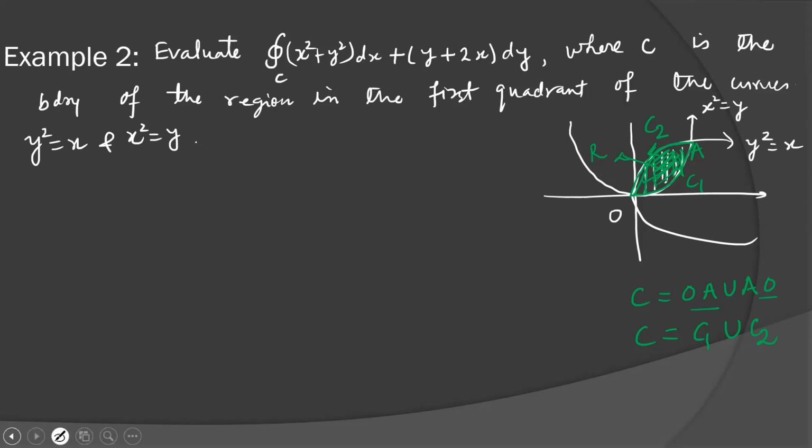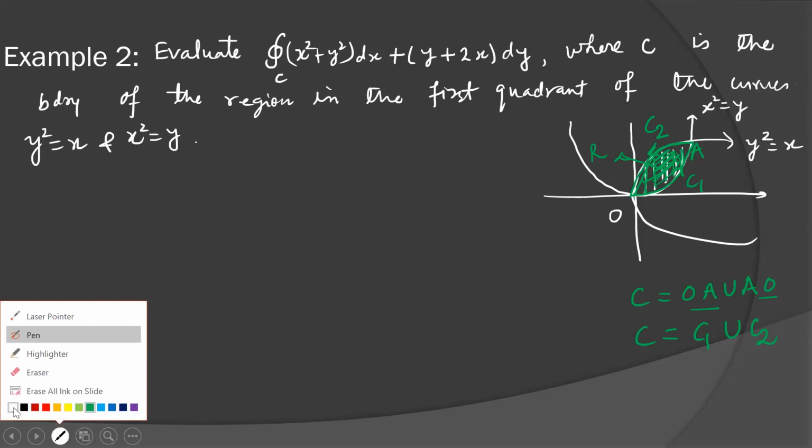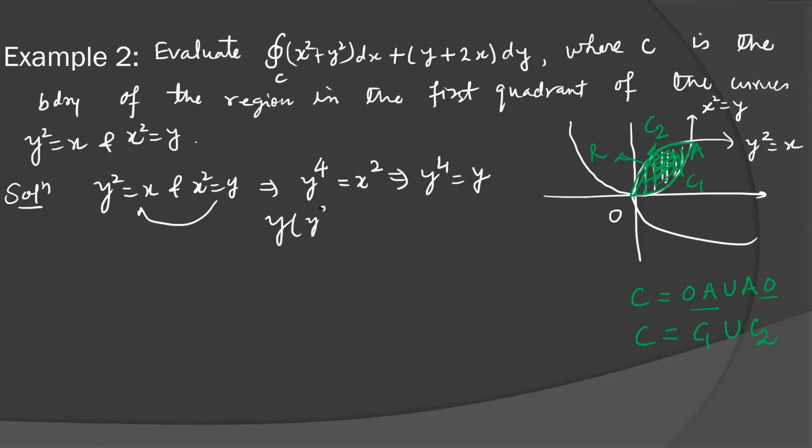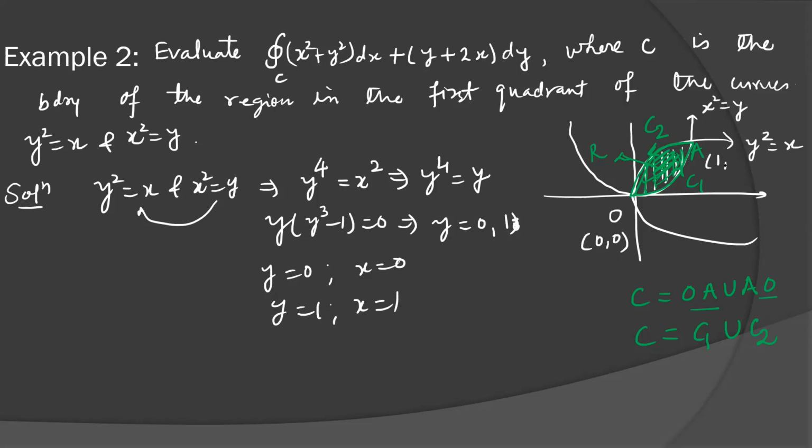So what are the coordinates of O and A? You can easily solve these two parabolas, y square equal to x and x square equal to y. If you put the value here, you can square both sides. y to the power 4 equal to x square, then x square is equal to y only. Then you take common, y cube minus 1 equal to 0. So you will get the real values of y as 0 and 1. When y is equal to 0, your x will be 0. When y is equal to 1, your x will be 1. So the coordinate of O is (0, 0) and the coordinate of A is (1, 1).